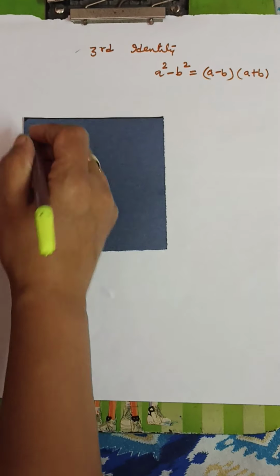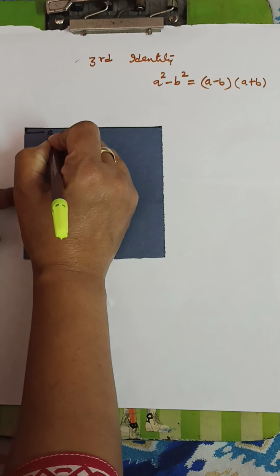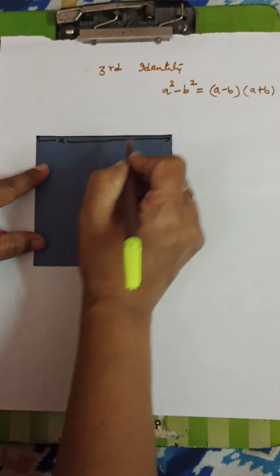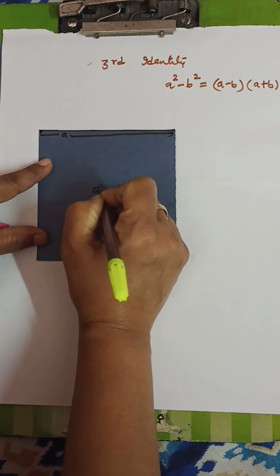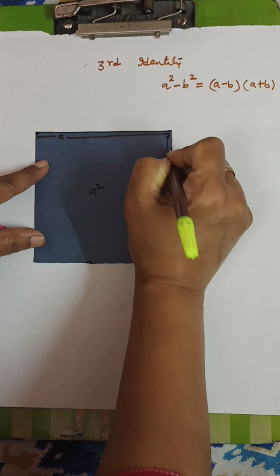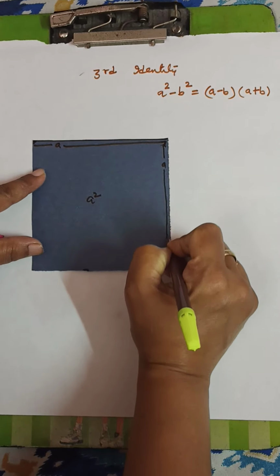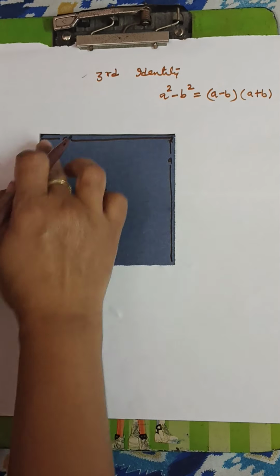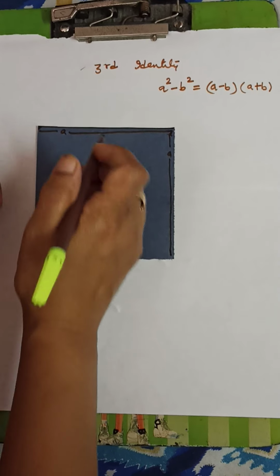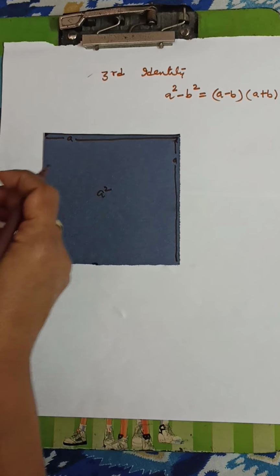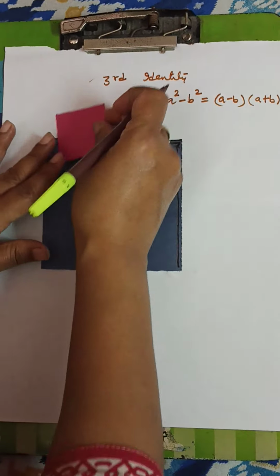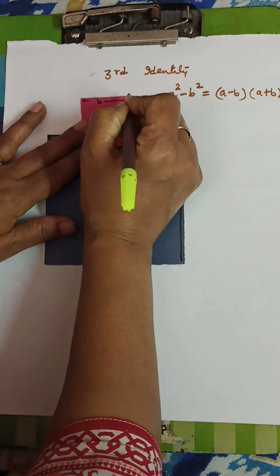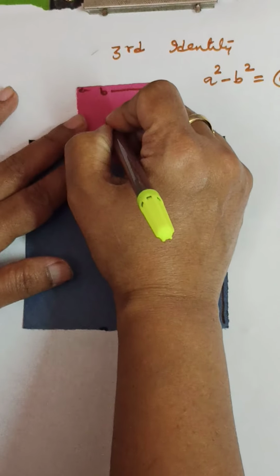This is a square of side A, so its area will be A square. This is also A, and the area of this square is A square. Now suppose from here to here we have this square and its side is B. Its area will be B square.